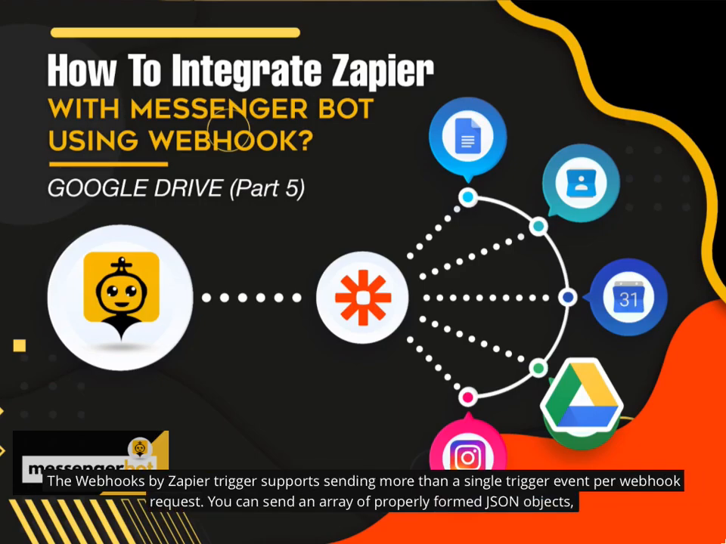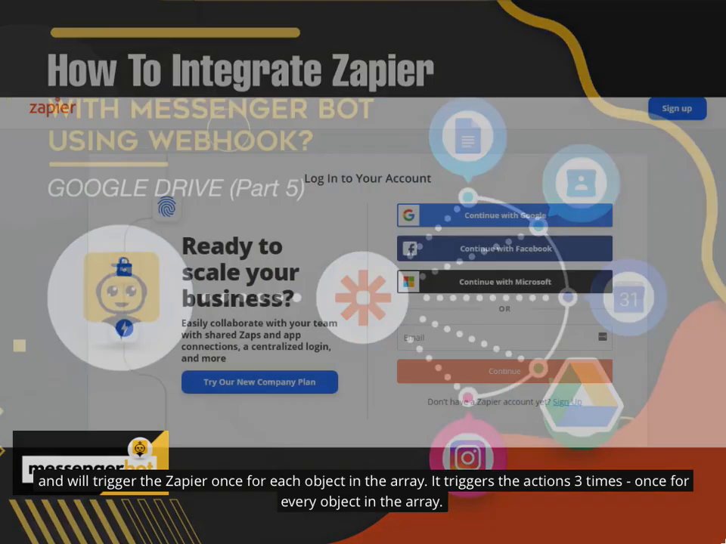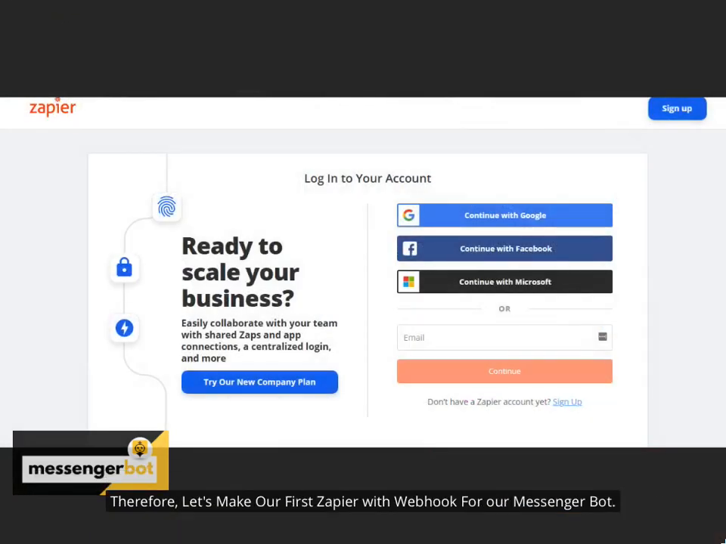The Webhooks by Zapier trigger supports sending more than a single trigger event per webhook request. You can send an array of properly formed JSON objects and it will trigger the Zapier once for each object in the array. It triggers the actions 3 times, once for every object in the array. Therefore, let's make our first Zapier with Webhook for our Messenger bot.